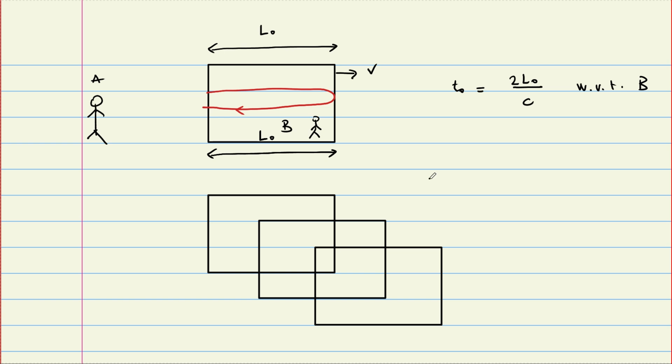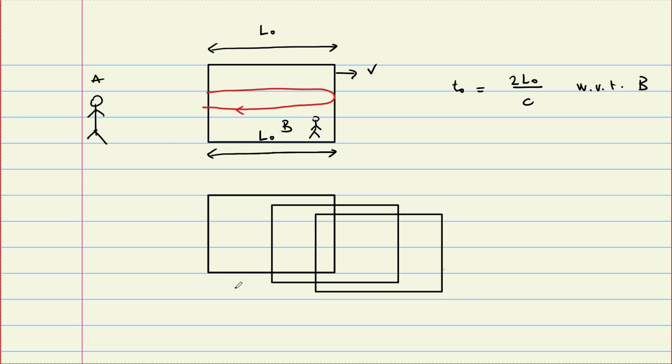So I want to calculate two things. Let me call it T1. When the light reached the end, the wagon shifted a little bit, and now it's going to be here. Let me call this time T1. T1 is going to be equal to L naught plus velocity times T1, divided by speed of light.